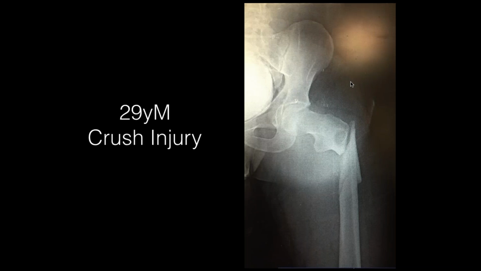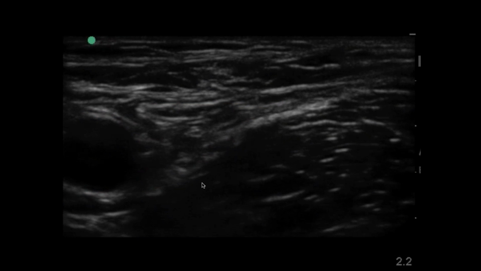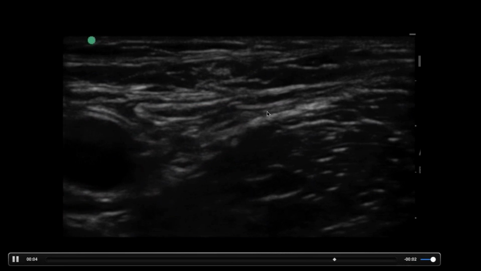And in another case, this is a 29-year-old gentleman who was working with heavy machinery, and a large piece of machinery fell onto his pelvis, causing these obvious painful fractures here. Here you see his artery, the area containing his nerve, fascia iliaca there. And artery, nerve, fascia iliaca.